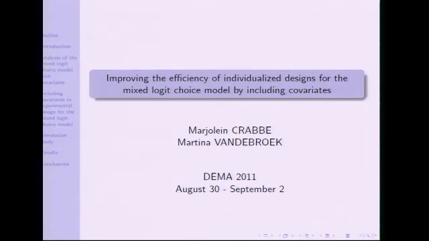So as was introduced, my presentation will be about improving the efficiency of designs for the mixed logit choice model by using covariate information of the respondents in the survey. And this is joint work with my supervisor, Martina van der Broek.